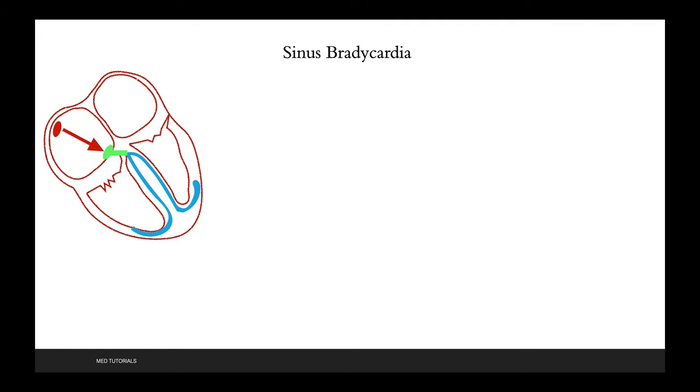Coming to sinus bradycardia, this is probably the most common form of bradycardia that we see in the ECG in day-to-day practice. And what is the problem here is that the sinus node produces impulses, but it is at a lower rate.